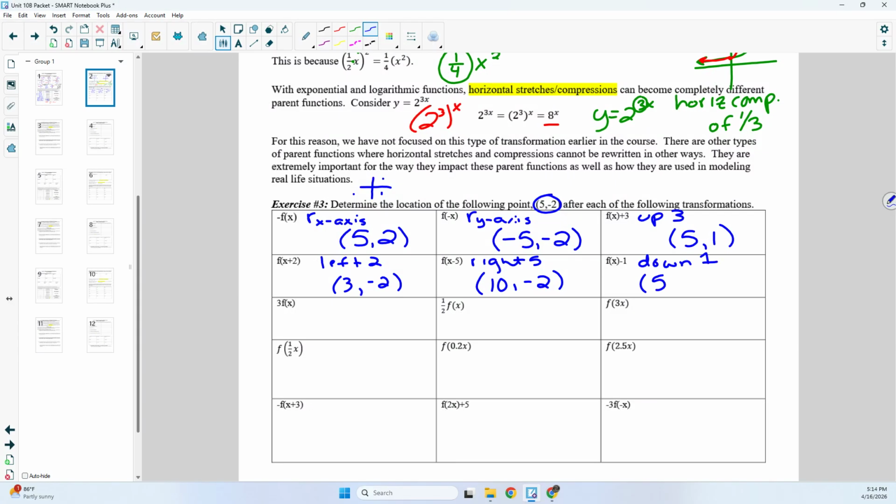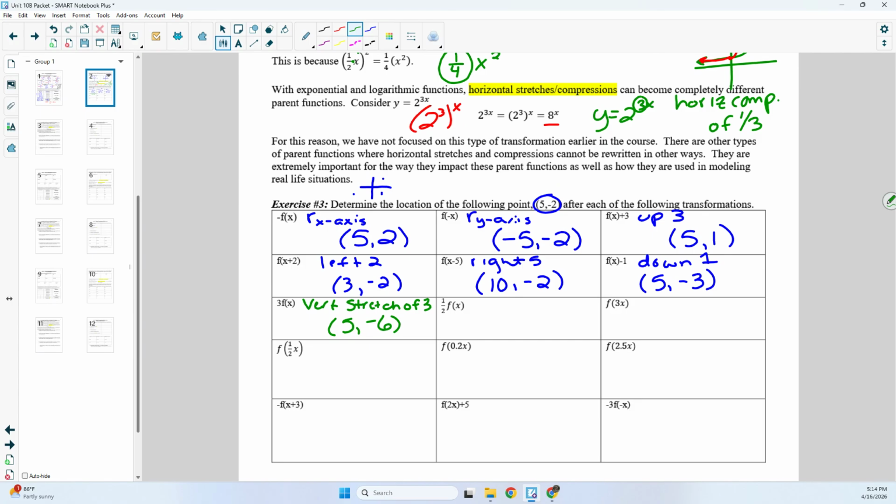So down 1 is going to be 5, -3. Now we're going to get into some stretches and compressions, and then the last row is going to be combinations. So this is a vertical stretch of 3, which means my x stays put at 5, and I multiply my y value by 3.